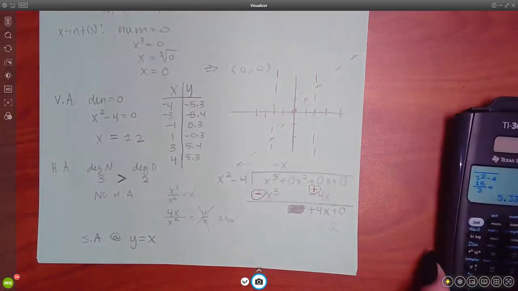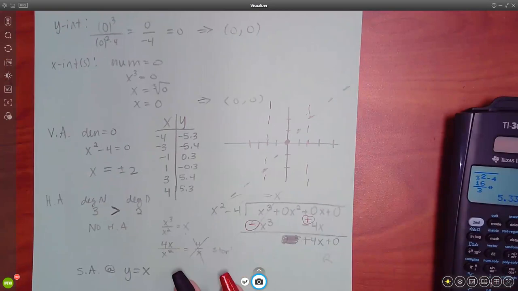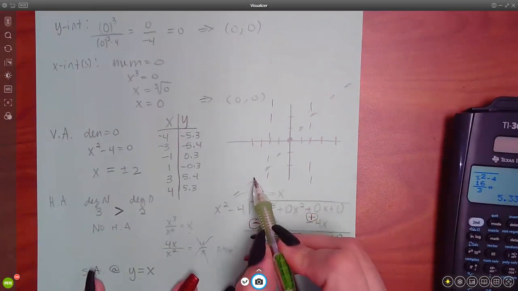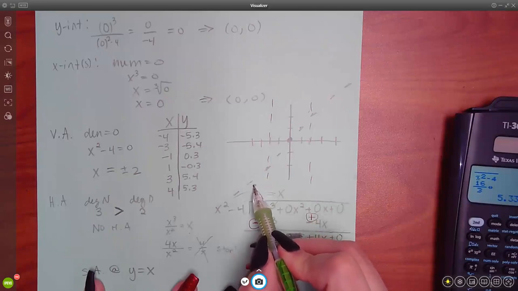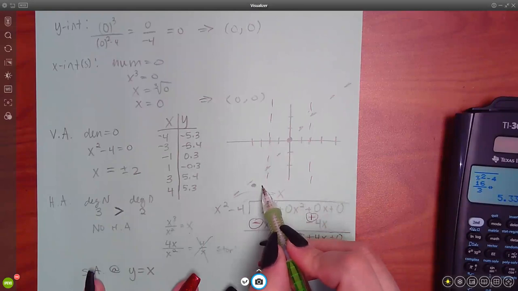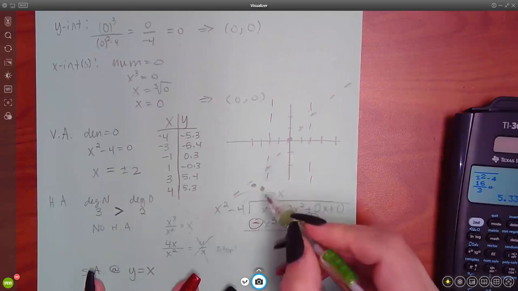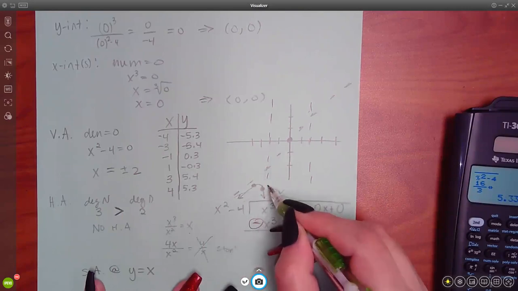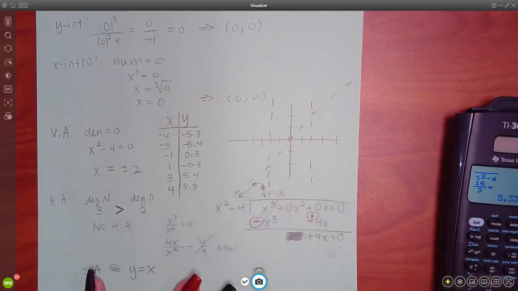Okay, so these are the values that we got. So let's go graph those and see what they look like. So negative 4 and negative 5.3 is going to be below here. Negative 3 and negative 5.4 is going to be even lower than that point. So it looks like it's going to do this and then go downward because of that vertical asymptote.